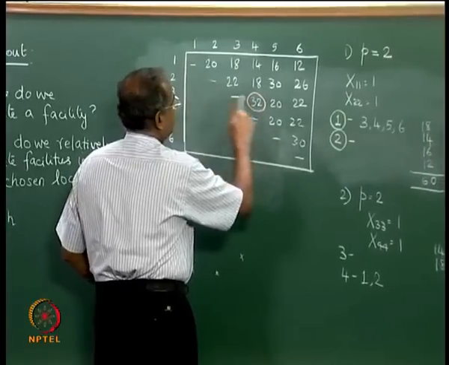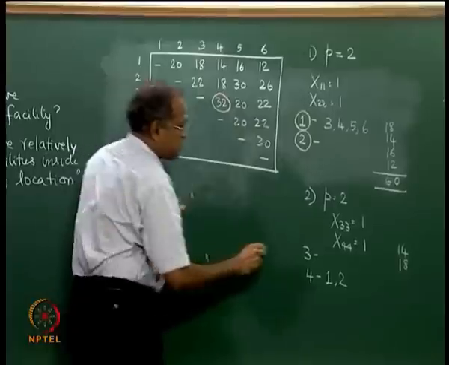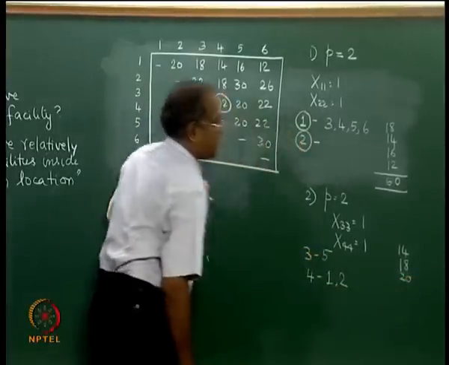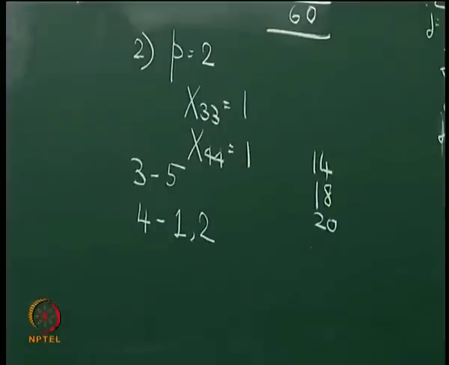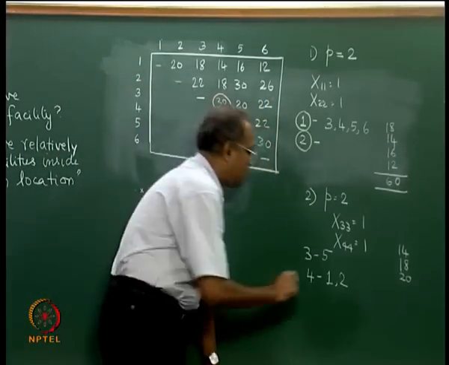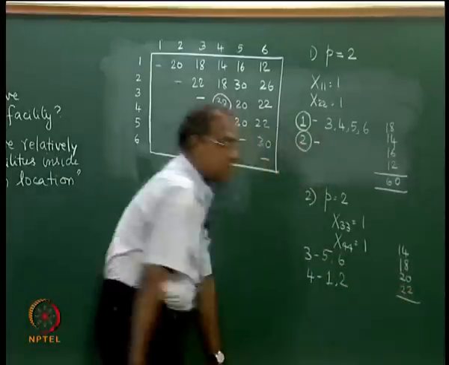5 to 3 is 20, 5 to 4 is 20. So, let us put 5 here with 5 to 3 as 20, and 6 to 3 is 22, 6 to 4 is 22. So, let us put 6 here. So, 6 is 22.